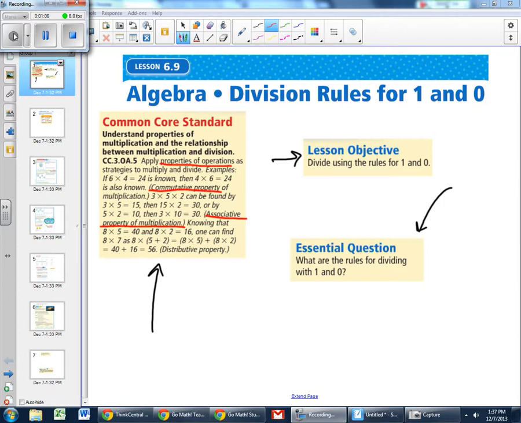And knowing that 8 times 5 equals 40 and 8 times 2 equals 16, you can find that 8 times 7 is 8 times 5 plus 2, which equals 8 times 5 plus 8 times 2, which equals 40 plus 16, which equals 56, which is our distributive property. So reading through those real fast, you can see all of those fabulous vocabulary words that we have used throughout these last couple of chapters.